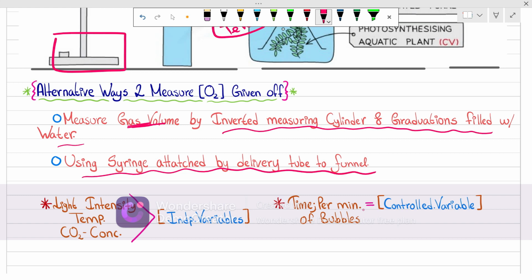The three experiments are for light intensity, temperature, and carbon dioxide. Whenever light intensity is being investigated, temperature and carbon dioxide should be constant. Whenever temperature is being investigated, light intensity and carbon dioxide shall be constant. And whenever carbon dioxide is being investigated, temperature and light intensity shall remain constant. The number of bubbles of oxygen produced per minute is always the measured variable.